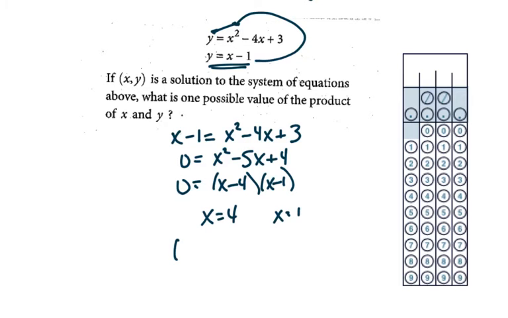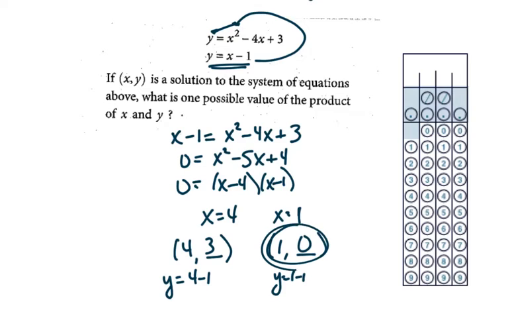But remember, those are just the x values of the ordered pairs that are the solutions. To find the y values, I plug it in. So y equals 4 minus 1, which is 3, or y equals 1 minus 1, which is 0. So 1, 0, or 4, 3.